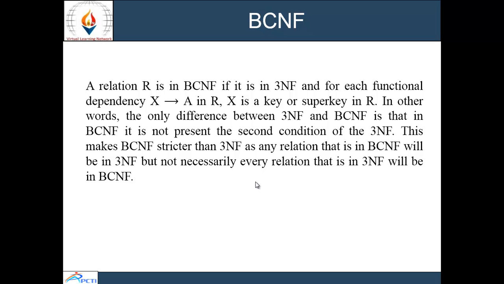Next is BCNF, that is Boyce-Codd normal form. It is the higher version of third normal form, and this form deals with certain types of anomaly that are not handled by the third normal form. And a third normal form table which does not have multiple overlapping candidate keys is said to be in Boyce-Codd normal form.